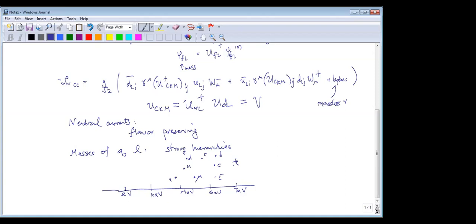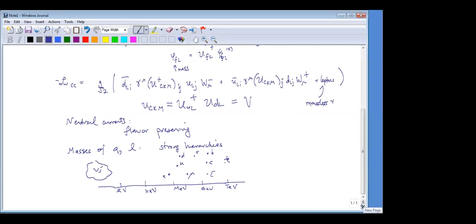I didn't write the neutrino masses. Of course, we don't exactly know where they are, but wherever they are, they're going to be down here somewhere, right? Because we know something about limits on their absolute scale, as I'm sure Andres talked about. Okay, so we have these strong hierarchies in the quark sector and the charged leptons, and it's very striking.